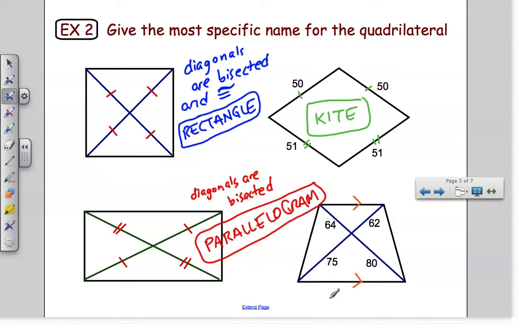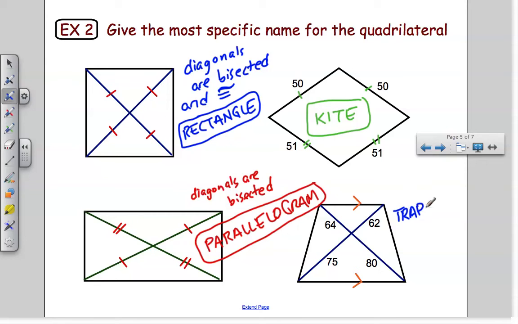What about this quadrilateral? Oh, look, I have these two sides parallel. I have diagonals and I have their measures. Well, wait, one pair of opposite sides parallel, that makes it a trapezoid, remember? The diagonals are different lengths, so this is just a trapezoid. Remember, it is an isosceles trapezoid if the diagonals are congruent. Here, diagonals are not congruent, just a basic trapezoid. So that is classifying the type of quadrilateral you're looking at.